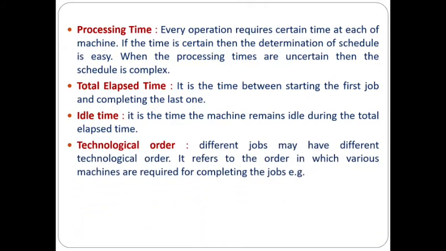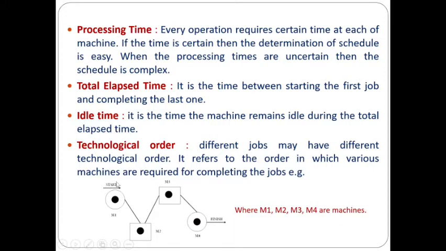Technological order. Different jobs may have different technological order. It refers to the order in which various machines are required for completing the job. For example, here you can see there are 4 machines, M1, M2, M3 and M4. A job is required to start from the machine M1, then it should pass to M2, then to M3, and then to M4. This order in which the jobs will be processed is known as technological order. Here it is M1 to M2, to M3, to M4 and finally finish.